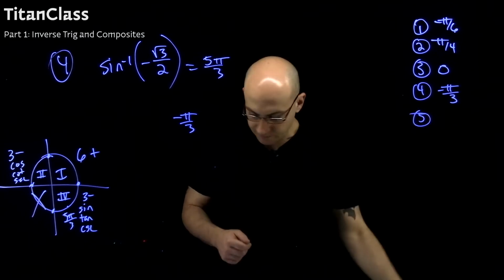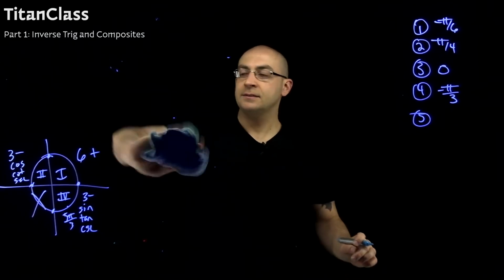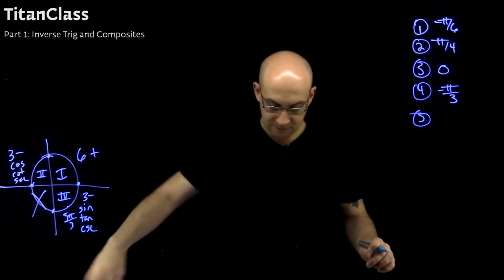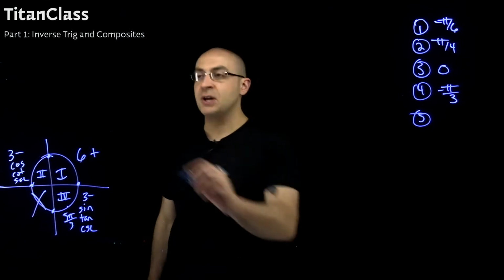Okay? Flying along right here. Hopefully. Okay, number 5. Inverse cosine, this is an easy one.